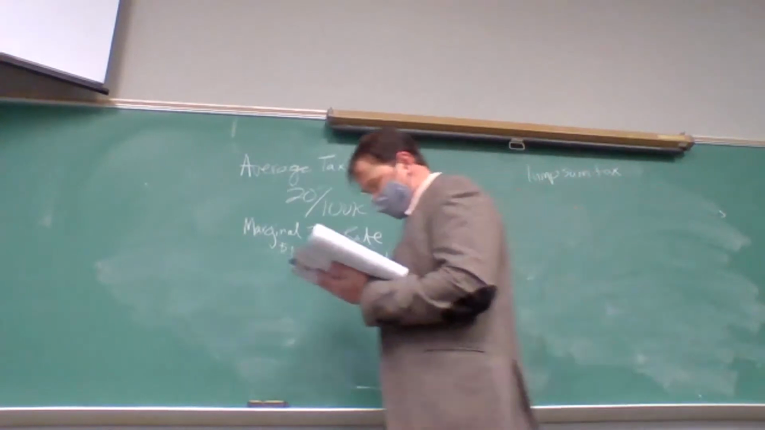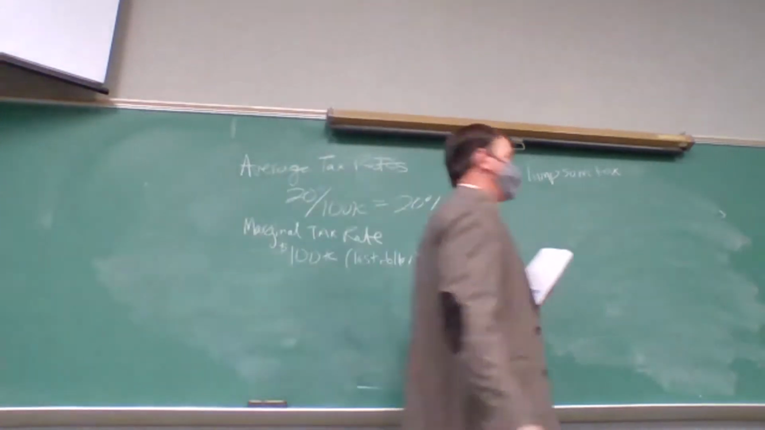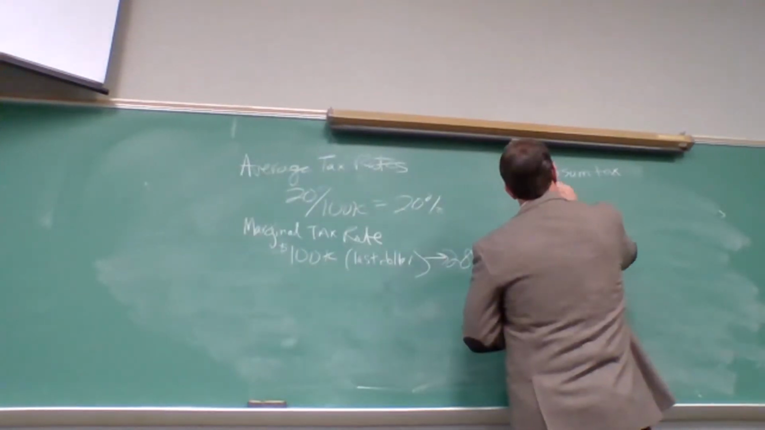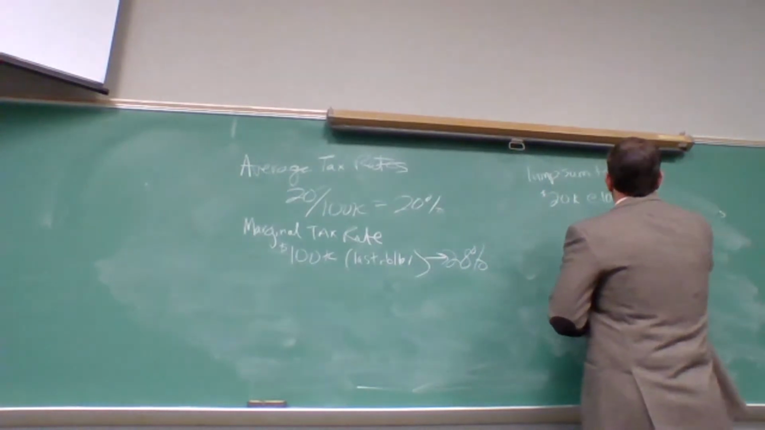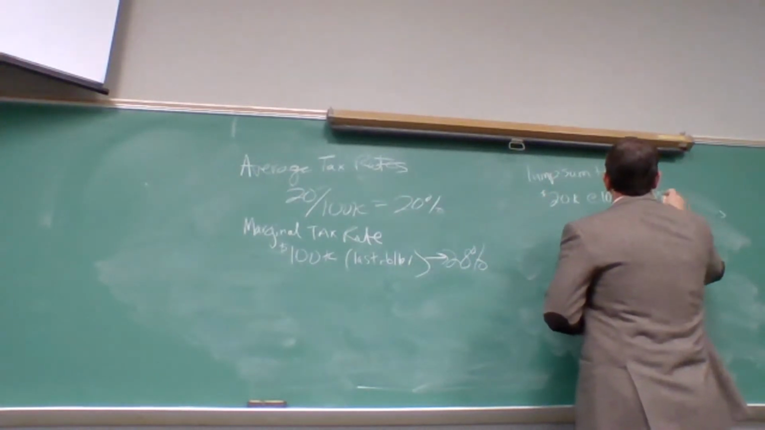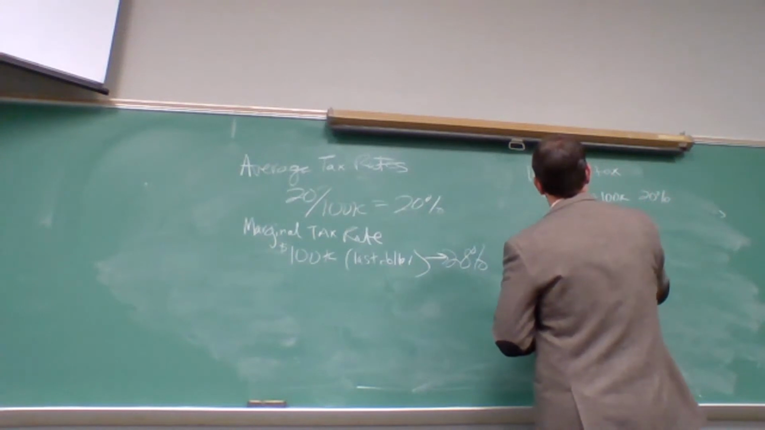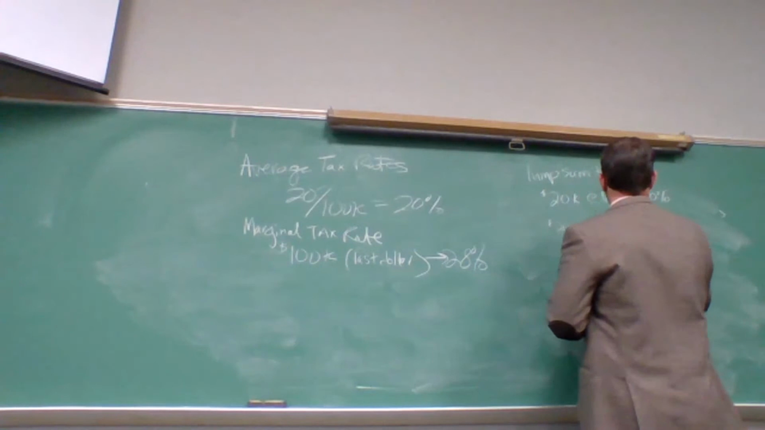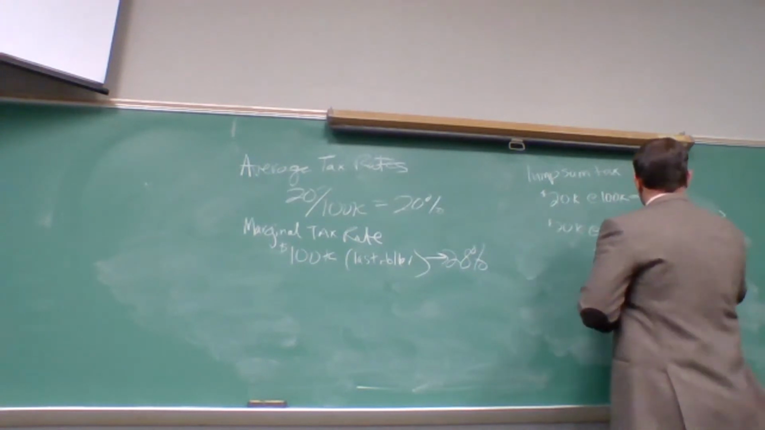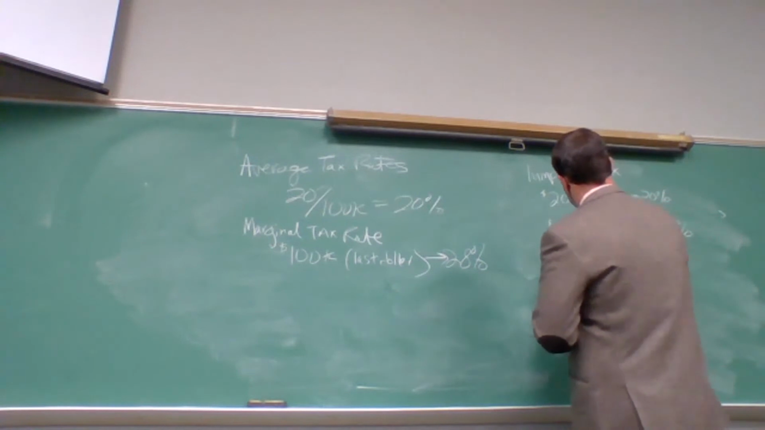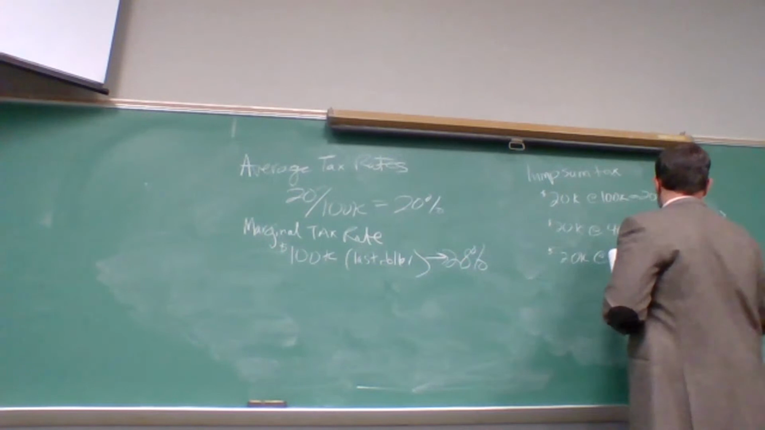A lump sum tax is a tax at the same amount for every person. So let's say everybody pays 20,000. What's the problem with that? Well, if I pay 20K at 100,000, that's 20%. What if I pay 20K at 40,000? That's 50% of my earnings. What if I pay 20K at 20K? 100% of my earnings.